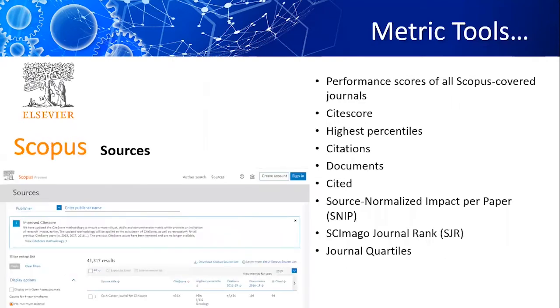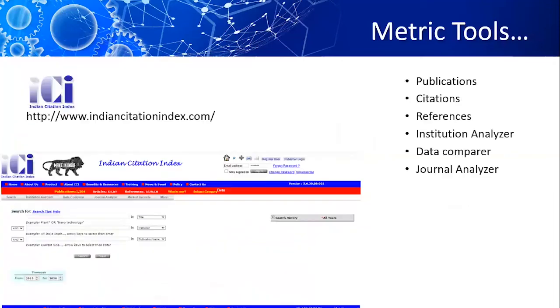So now I am moving to the next metric tool, that is Scopus Sources. Here you can use Scopus Sources for evaluating or finding the impact of the journals. You can use this database for the performance scores of all Scopus covered journals. And you can find the CiteScore for the journals and highest percentiles, then citations for the articles and the journals, documents and cited items, and source normalized impact per paper, SNIP, and Scimago Journal Rank for the journals. And you can also list or generate the report for journal quartiles, which is one of the important journal evaluating metric tools.